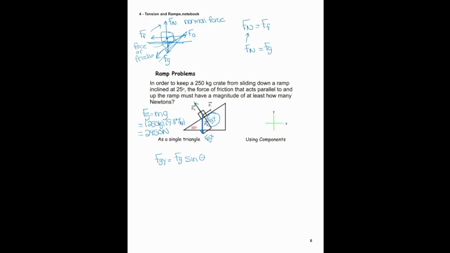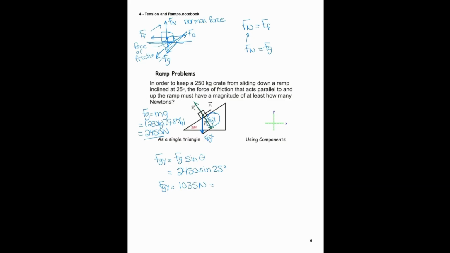Okay, so that's the force acting downward, but not all of that is counteracting my normal force. My normal force is acting straight up. It's only the y component that's acting straight down. So now let's use this force to calculate how much of that is acting down. So we have 2,450 times sine of 25 degrees. So my force of gravity in the y direction is equal to 1,035 newtons.